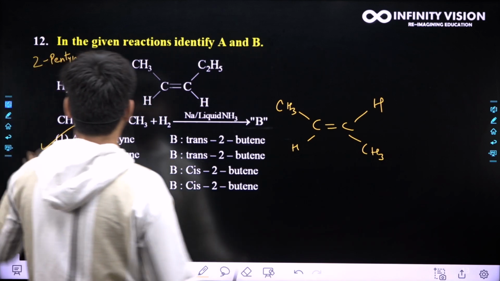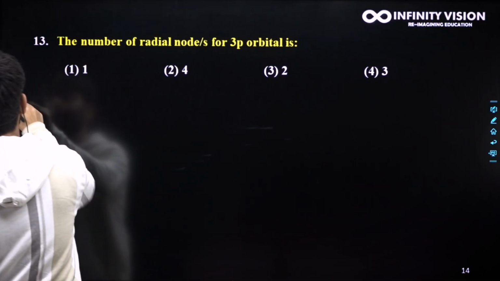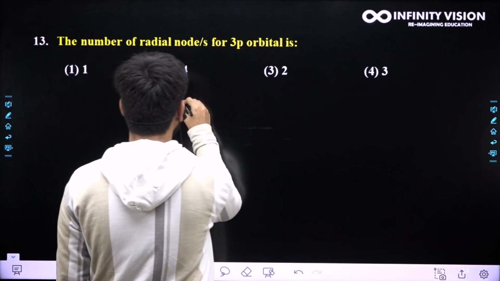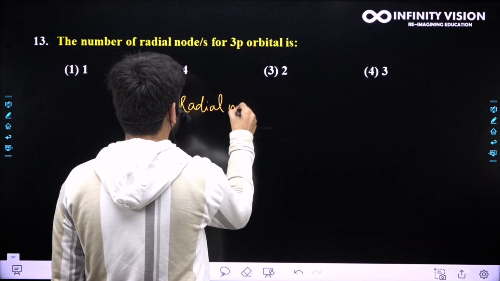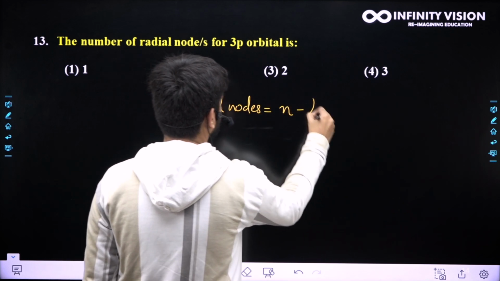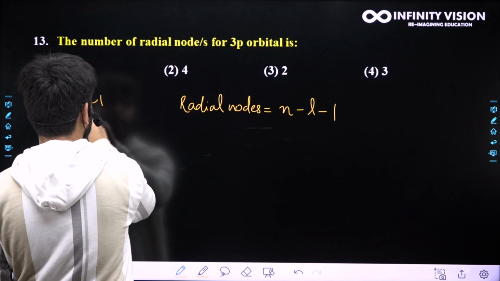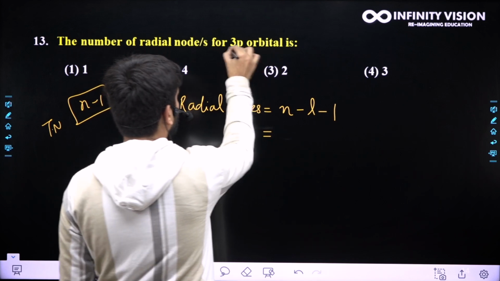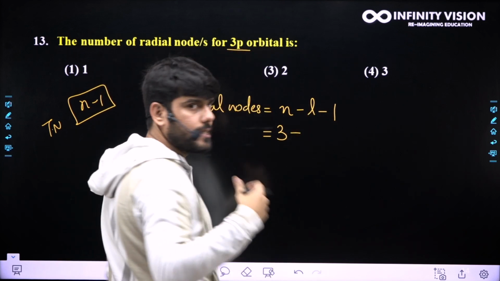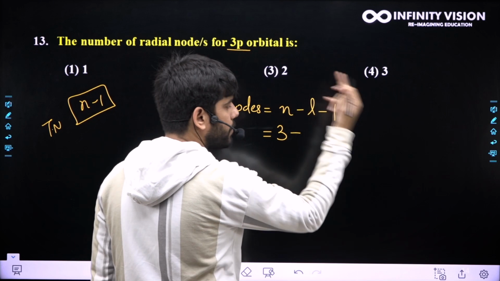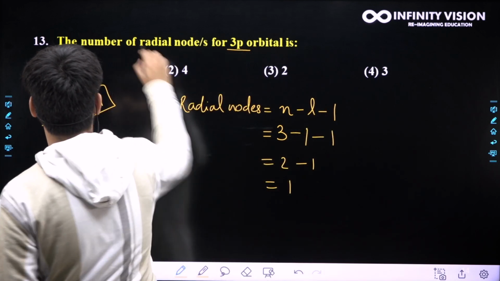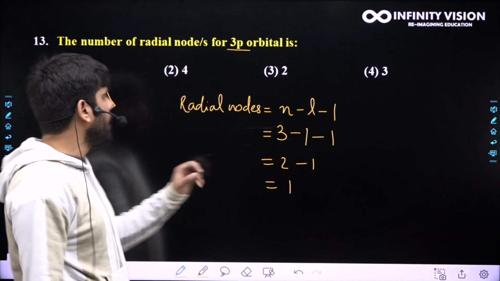Let us move to the next question. The number of radial nodes for 3p orbital is, okay. So we know radial nodes. What is the formula? N minus L minus 1, and total nodes, that is N minus 1. So for radial nodes, N is the principal quantum number. For 3p, we have N value 3. L is the azimuthal quantum number; for p, it corresponds to 1. So we have 3 minus 1 minus 1, that is 1 radial node. So 1 is the right answer. Simple question.